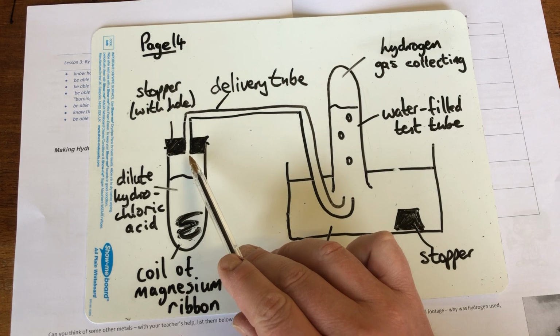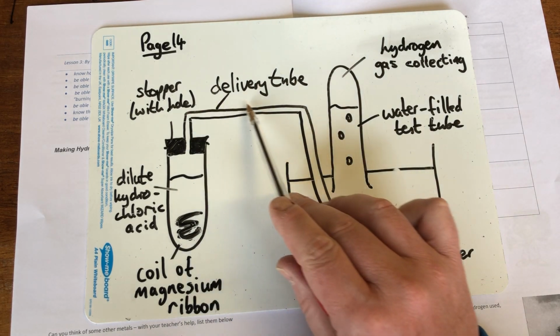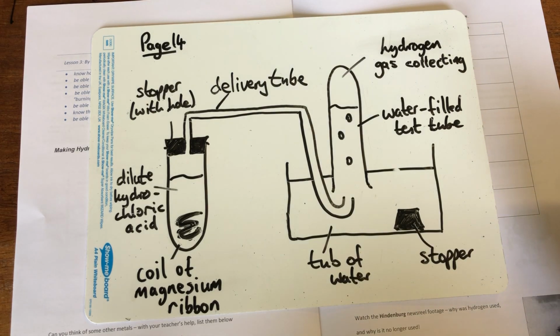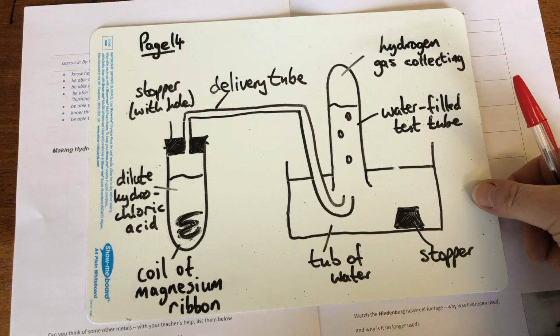The gas produced passed through the delivery tube all the way up and bubbled through the water-filled test tube. A nice, neat diagram of quite a large size should be copied into page 14. Stop the video now if you want to get a picture of your diagram.